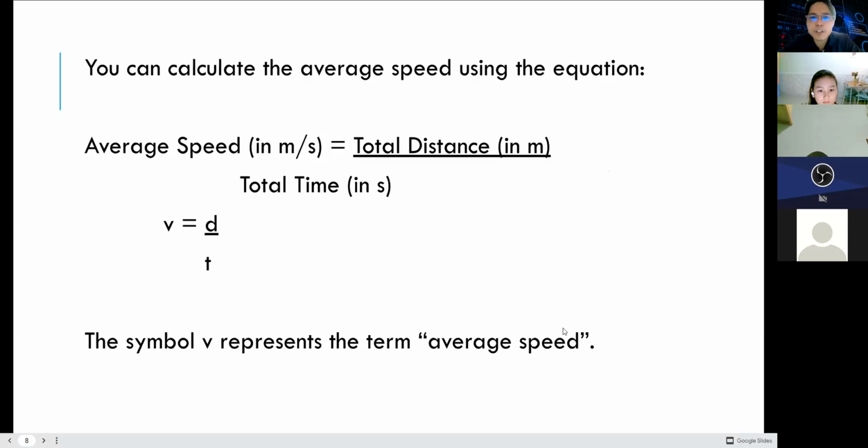You can calculate the average speed using the equation. So this is now the equation. Average speed is equal to total distance over total time, or v, velocity, is equal to distance over time. In this case, the v symbol represents the term average speed, distance over time.